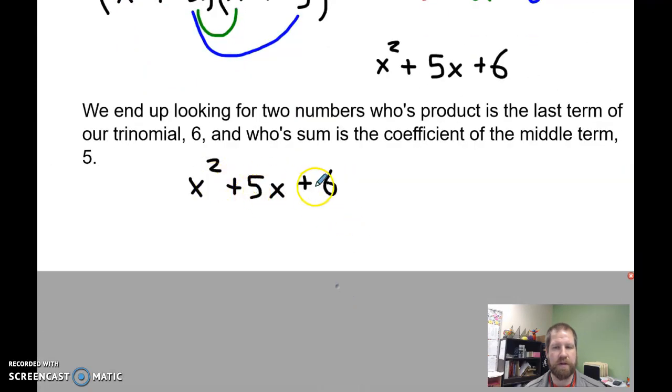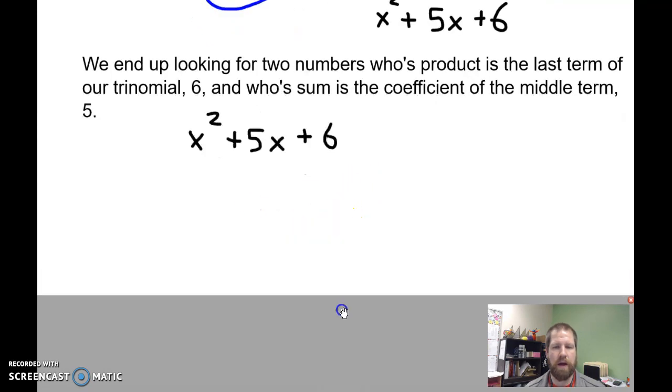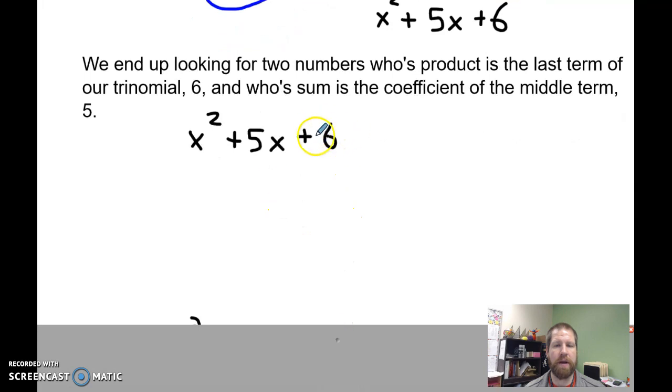Okay, so for this one, we're looking for 2 numbers that multiply together to equal 6 and add up to 5. And you can do that by looking for the factors of 6. Okay, we've got 1 and 6, and we've got 2 and 3. And then of those 2 sets of factors, which 2 add up to 5? Well, it's going to be the 2 and the 3.